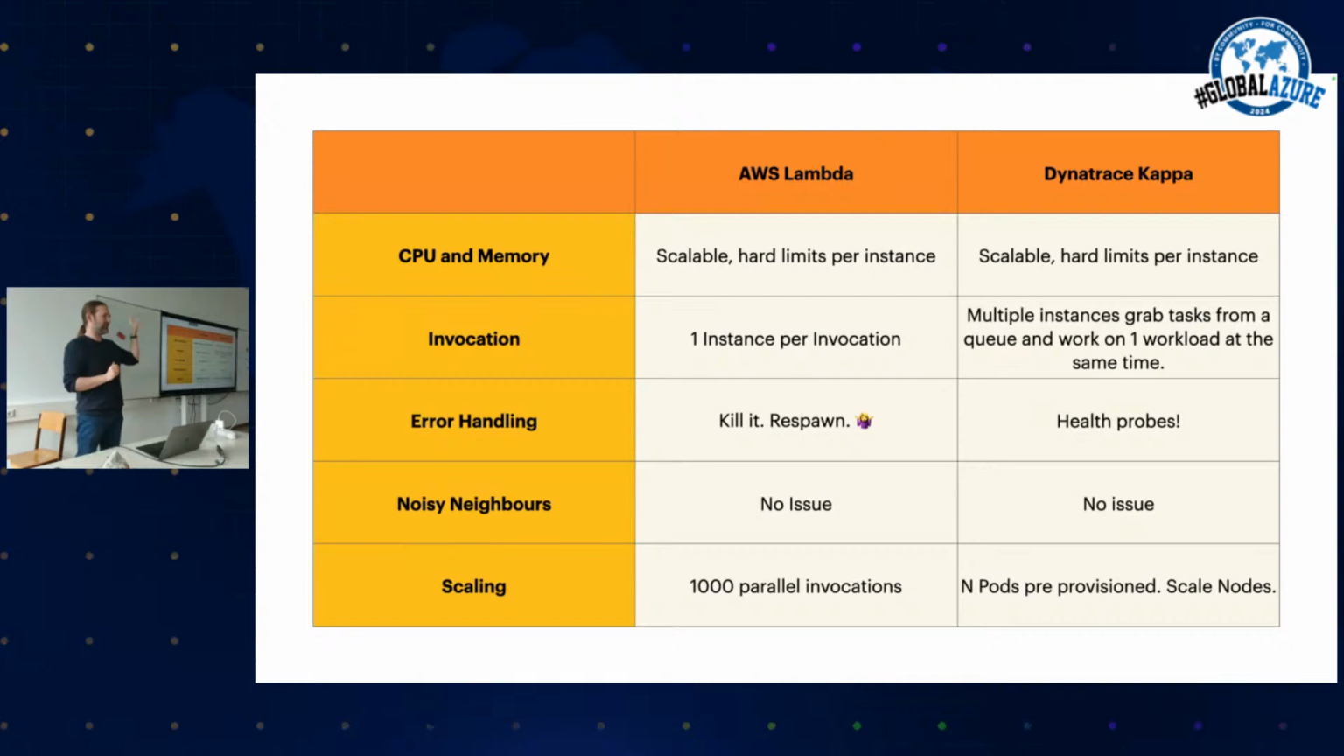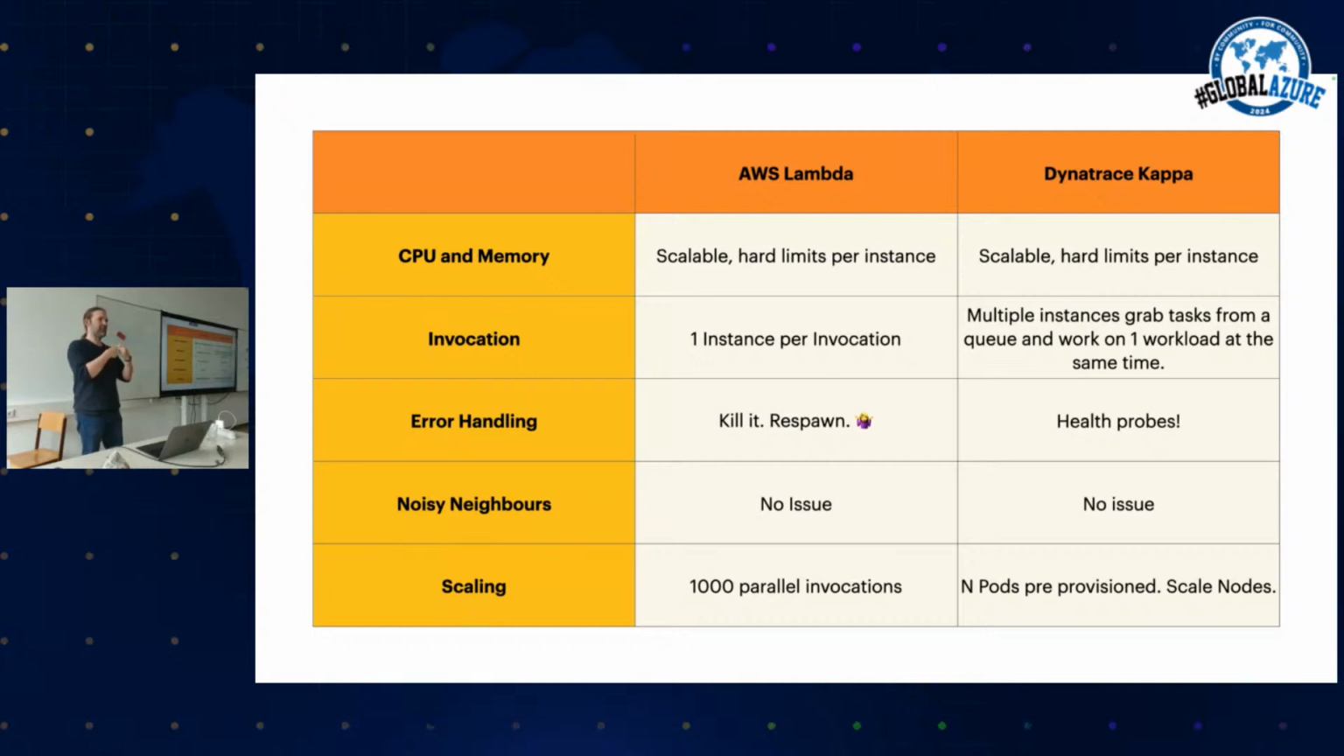So if we look at what Lambda gives us for our case, what we have in Kappa is very, very similar. So first, we have scalable and hard limits per instance. We can do that. We can say you just get 256 megs of RAM and a quarter of a CPU. We have multiple instances that work on any code that they get. If it's ad hoc code or if it's code that runs on the disk, it doesn't matter. All they do are code execution machines. And they have access to the code and then they throw away anything.